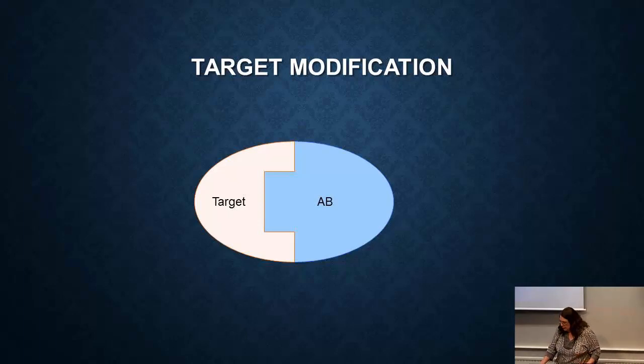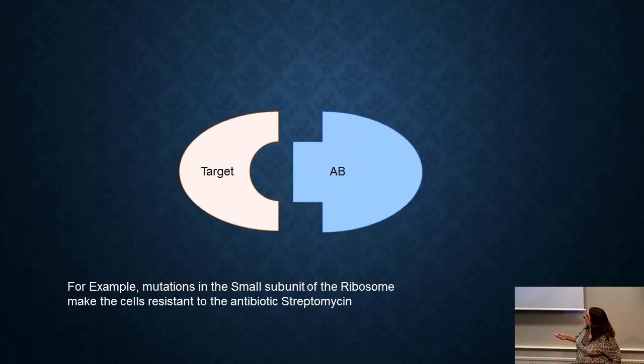If the cell is able to modify the target such that the antibiotic can no longer bind to it, it becomes resistant. So this is extremely common, for example, in the ribosome, where a mutation in the small subunit of the ribosome, one single mutation, can make the cells resistant to the antibiotic streptomycin. So it doesn't need a lot of changes sometimes. It could be very simple with one change.